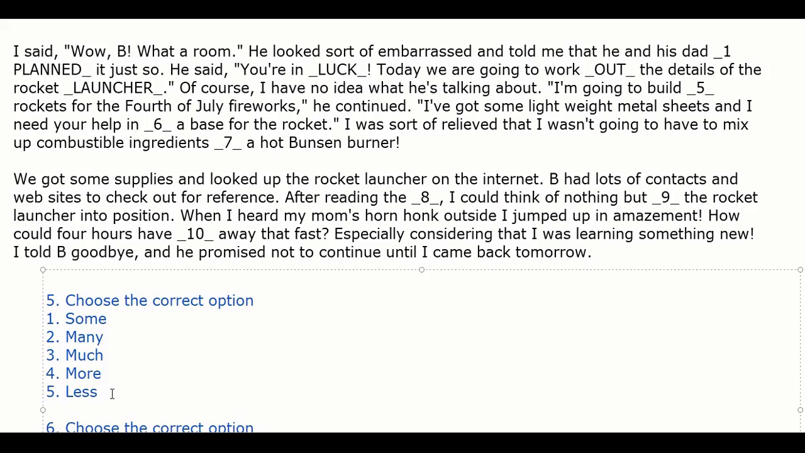Moksha, what should come here? I am going to build some rockets, many rockets, much rockets, more rockets, or less rockets. Read in the flow from the second line. Today we are going to work out... some rockets. Why should it be some and why not more or many? And you are correct. Yes. But I want you to explain to everyone. Some is the correct answer.